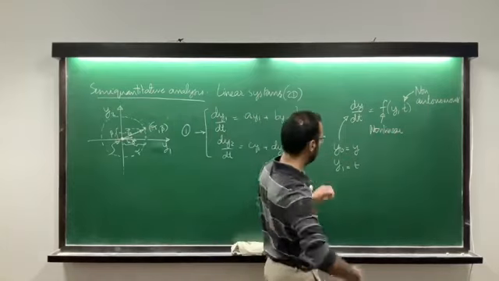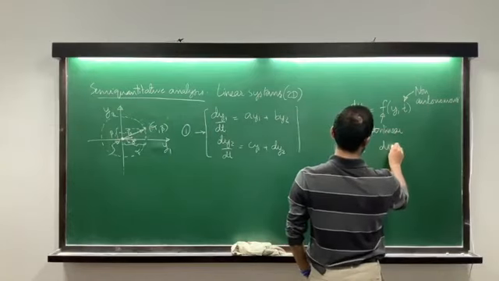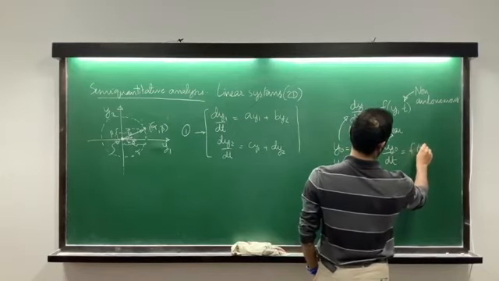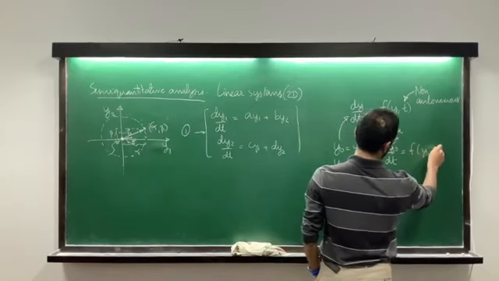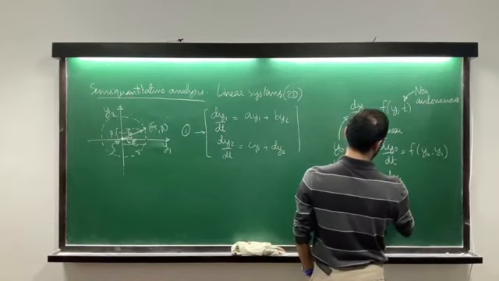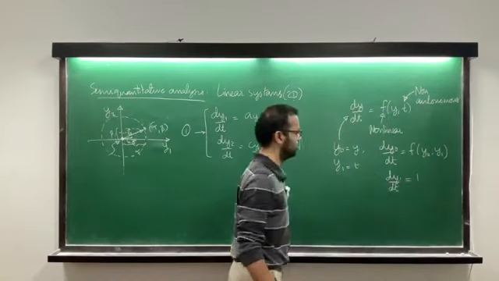Okay, and how do you do that? Well, this is simple enough. So you have dy0 by dt, which is f of y0 and y1 (where y1 is t), and dy1 by dt is just dt by dt, which is equal to 1. So now we have a 2D system.